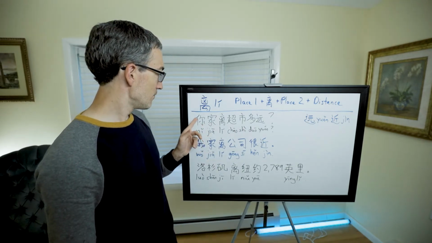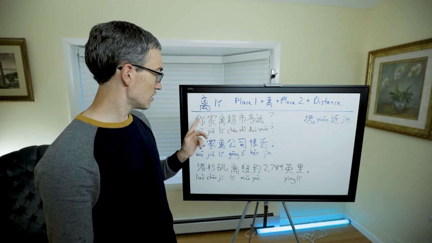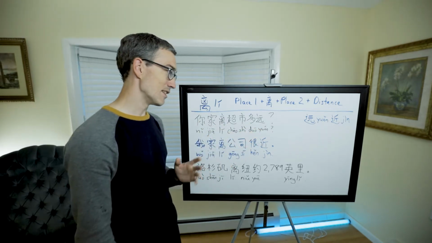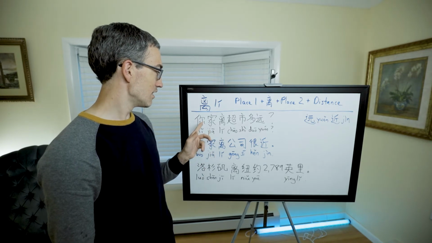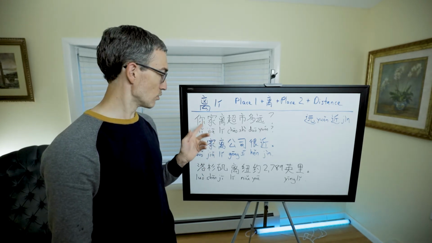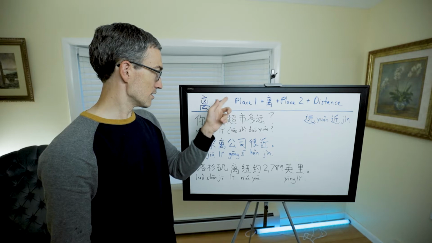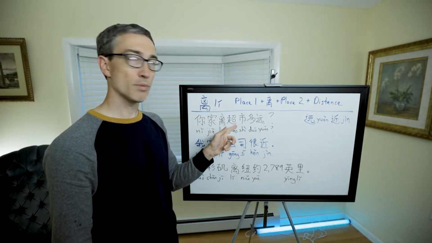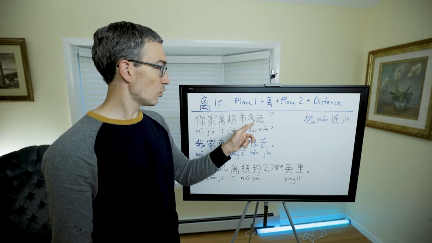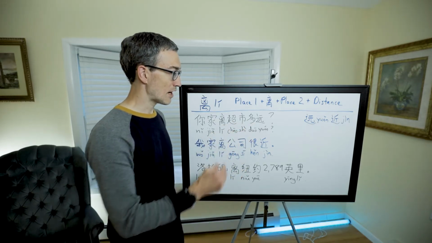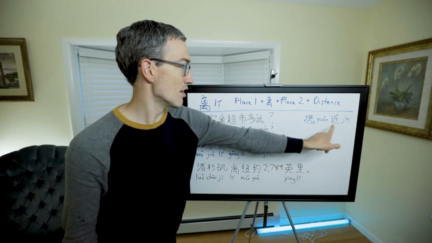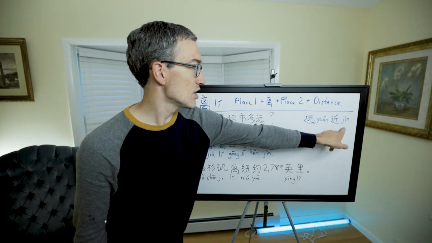We have 你家, this is a question, 你家离超市多远? Now, there's a couple things I need to explain here. First, 你家, you might know by now, that's your home. 离, of course, is distance from. And then 超市 means supermarket. And then 多远. Yuan means far. Sorry, I didn't point this out. Yuan is far. Jin is close.